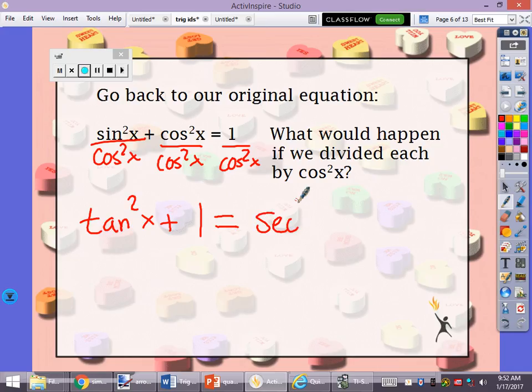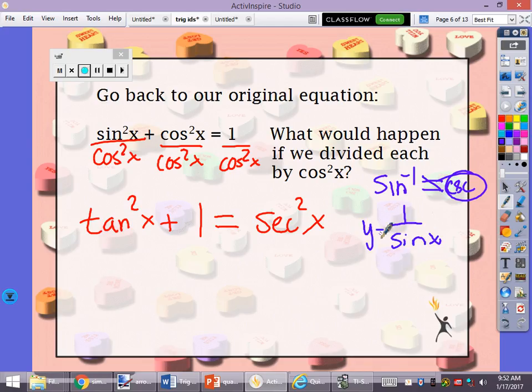Secant. Now, I had a very good question. Sine to the negative 1 is not cosecant. This is inverse, not reciprocal. When I'm asking for sine negative 1, that means I've given you a ratio and I'm asking for the angle measure. It is not reciprocal. If you wanted to graph cosecant, you would do y equals 1 over sine x. That's how you would graph it. Okay?